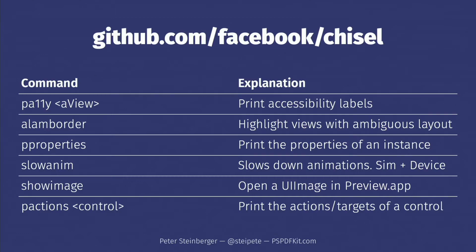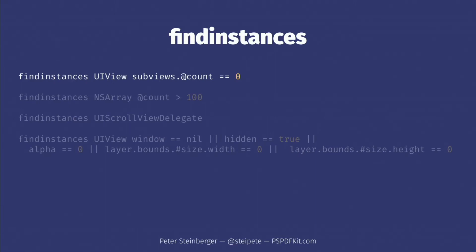There are helpers to visualize data as an image. You can use regular expressions, you can toggle layer visibility, you can apply masks, set breakpoints on instance variables, print actions, print the responder chain, and much more. Whew. But since January of this year, there's one command to rule them all. And that's called findinstances. So this scans the memory, the whole heap, and uses heuristics to identify instances of Objective-C classes. This, of course, also includes Swift classes that descend from NSObject.